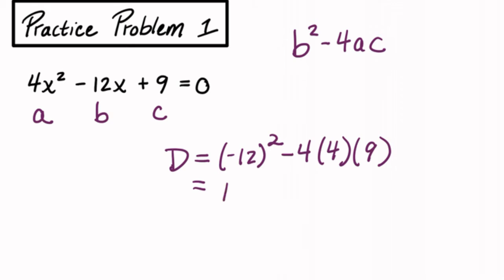12 squared, or negative 12 squared, is 144. 4 times 4 is 16, times 9 is also 144. So our discriminant in this case is going to be 0. So what exactly does that tell us? Well, it tells us that there is one real solution.